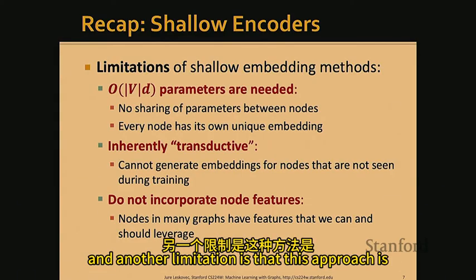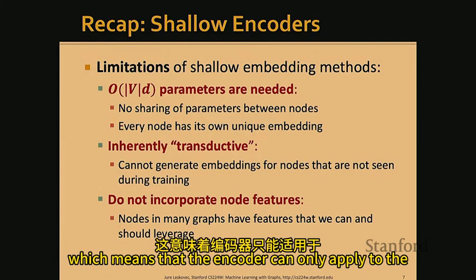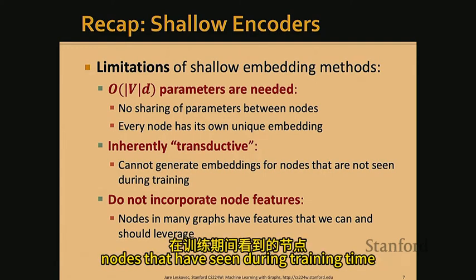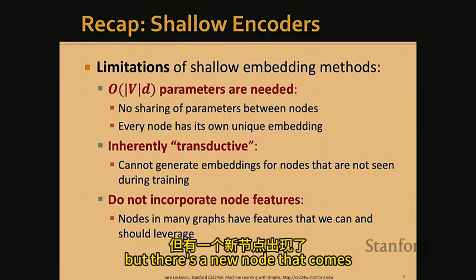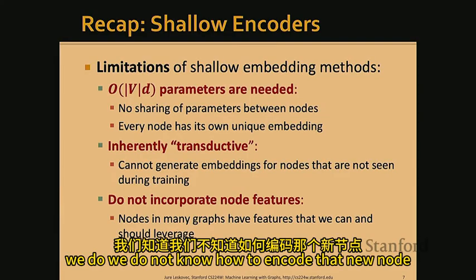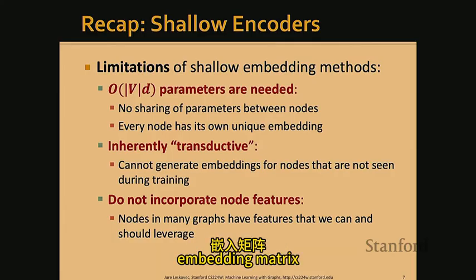Another limitation is that this approach is transductive, which means that the encoder can only apply to the nodes that have been seen during training time. Suppose we have this embedding matrix, but a new node comes. We do not know how to encode that new node because it's not even in the embedding matrix.